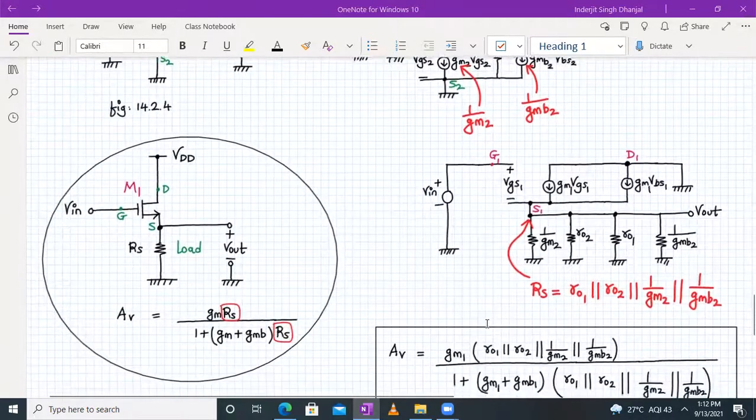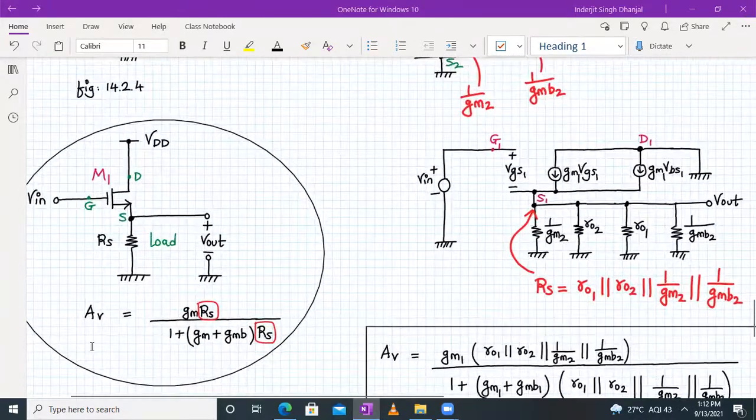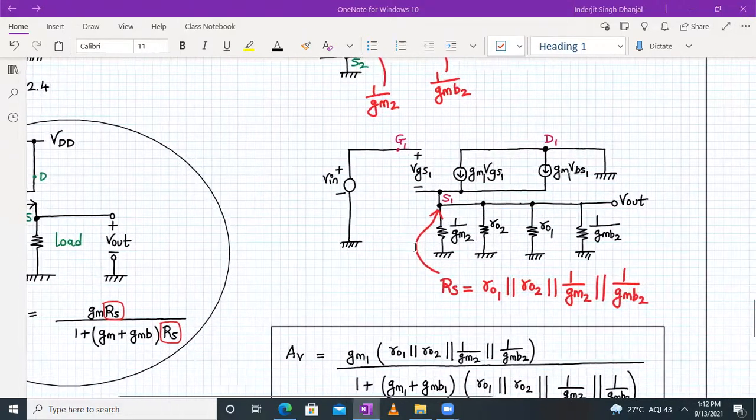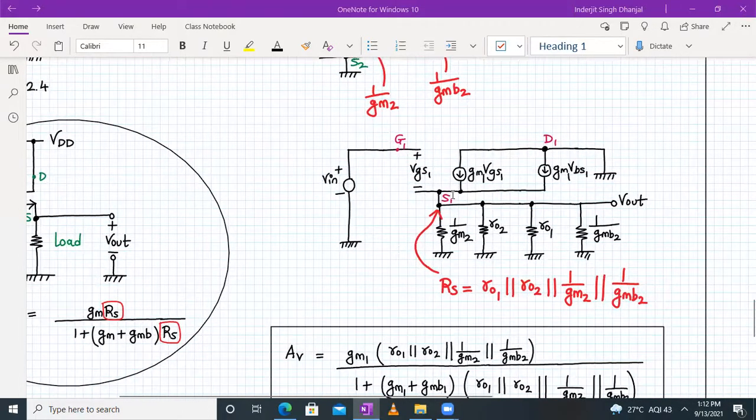So again, this circuit has become a little complex, but no need to worry, no need to derive it. We'll compare it with the standard form of source follower, wherein the formula will be GM into RS divided by 1 plus GM plus GMB into RS. So you have to just find the equivalent load resistance RS. And the equivalent load resistance RS will be 1 upon GM2 parallel to RO2 parallel to RO1 parallel to 1 upon GMB2.